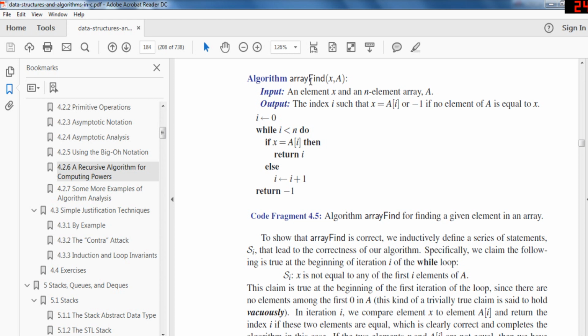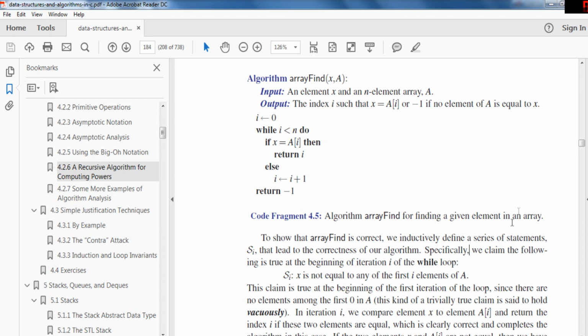What is the value of x currently? They're not setting it, they're checking it inside the loop. But at the beginning of the iteration of the while loop, x is not equal to any of the first i elements of the array. The claim is true at the beginning of the first iteration of the loop, since there are no elements among the first 0 in the array. This kind of trivial truth is said to hold vacuously.